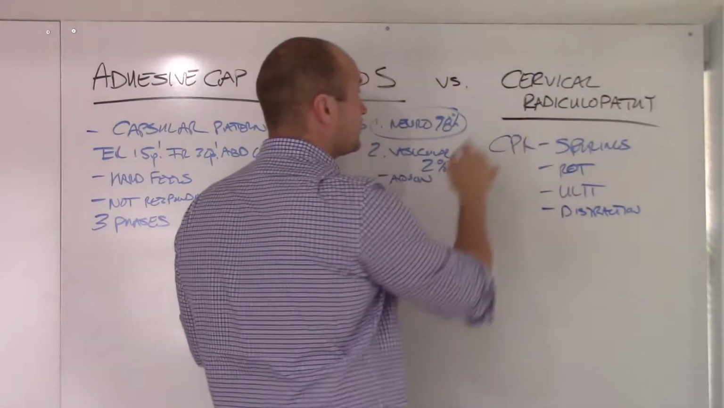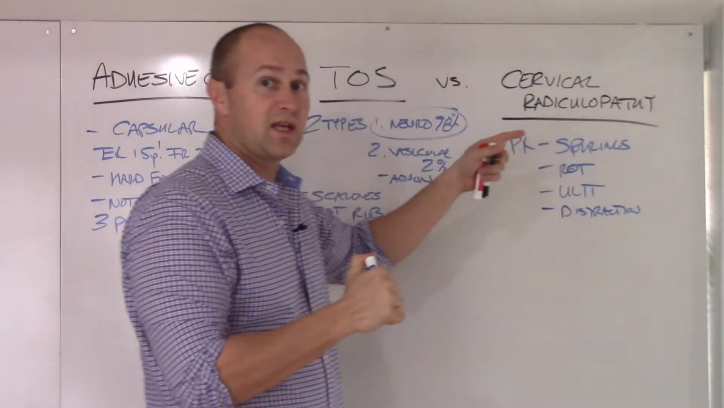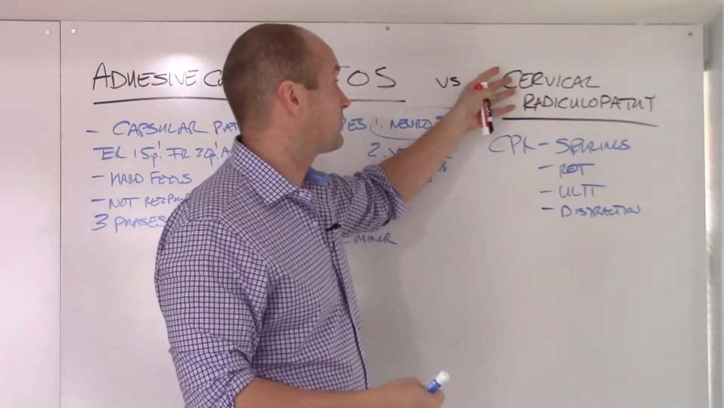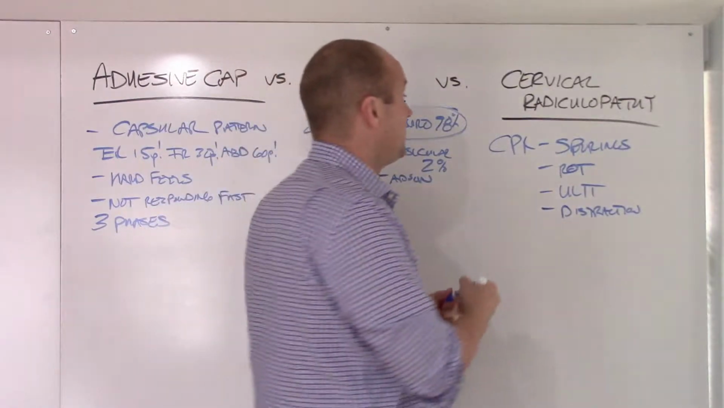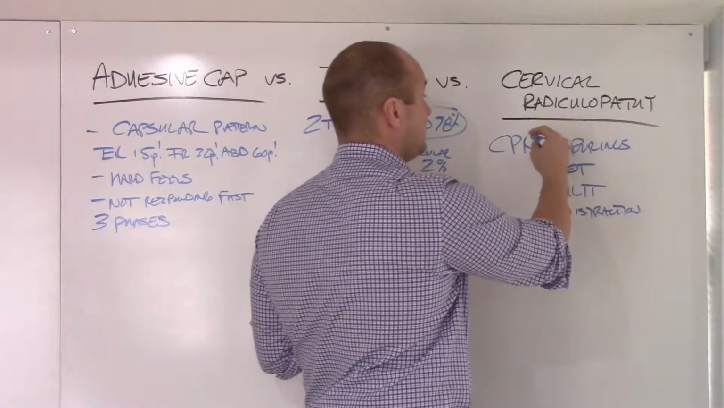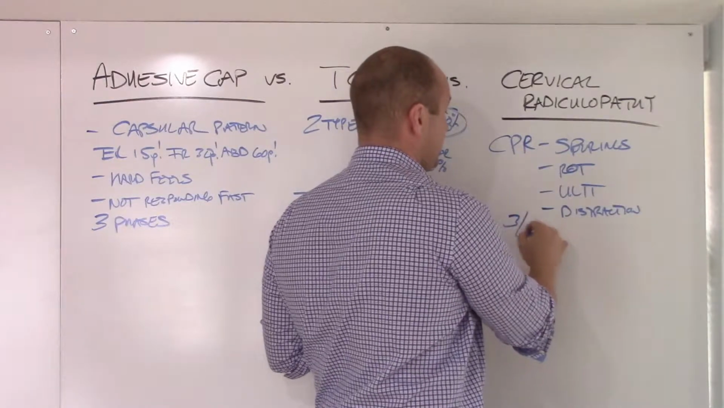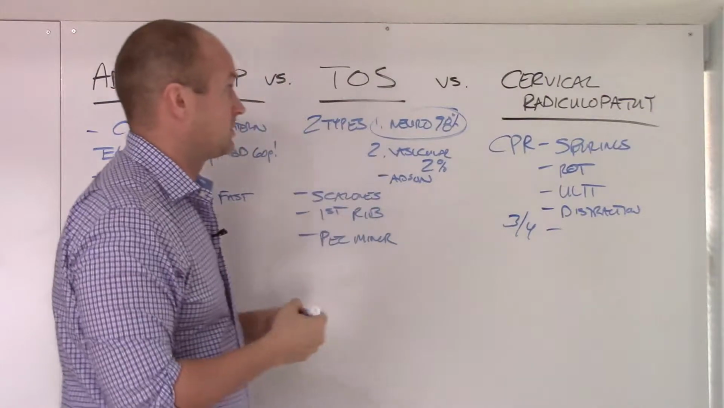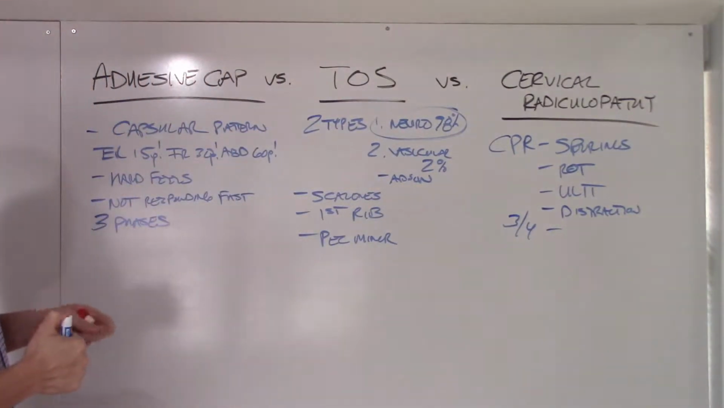Now, the cervical radiculopathy isn't really telling you whether you have a herniated disc or a facet. It's just saying that the radicular symptoms going into the upper extremity are from the cervical area. It could be discogenic, it could be facet, but normally I use the CPR for this, and with 3 out of 4, you have a high probability or likelihood that you have a cervical radiculopathy.